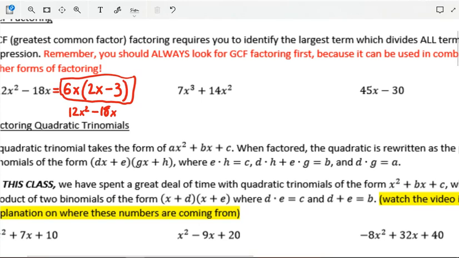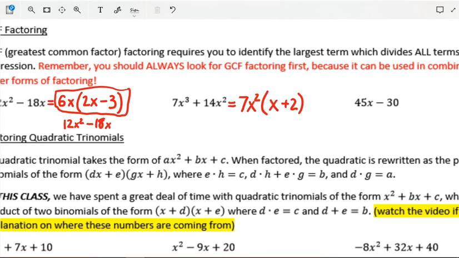We're going to take a similar approach for the next problem. So between 7x cubed and 14x squared, the largest number that divides both terms is 7. Between x cubed and x squared, the lower powered exponent is x squared, so I'm just going to write down x squared. And then now between 7x cubed and 14x squared, I'm just going to divide 7x squared out of both terms. So when I divide 7x squared out of 7x cubed, that leaves me with just x. And then when I do the same with 14x squared, that just leaves me with plus 2.